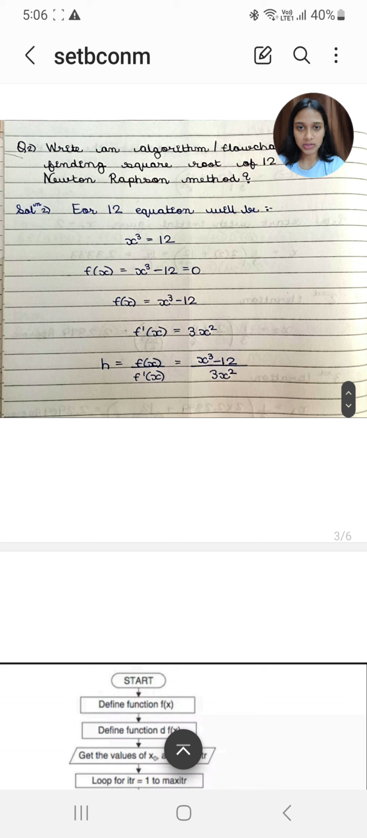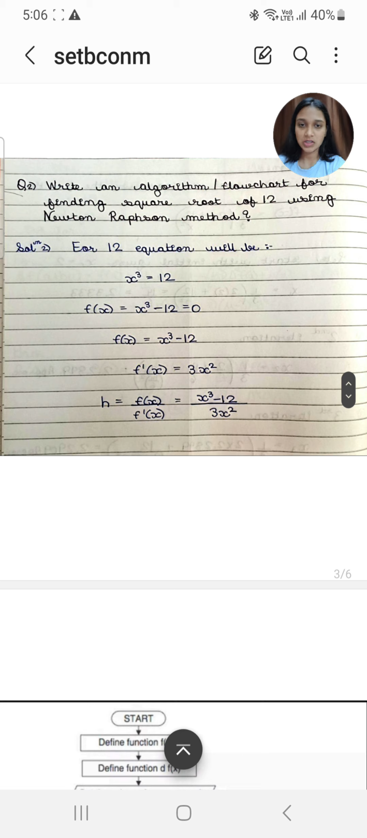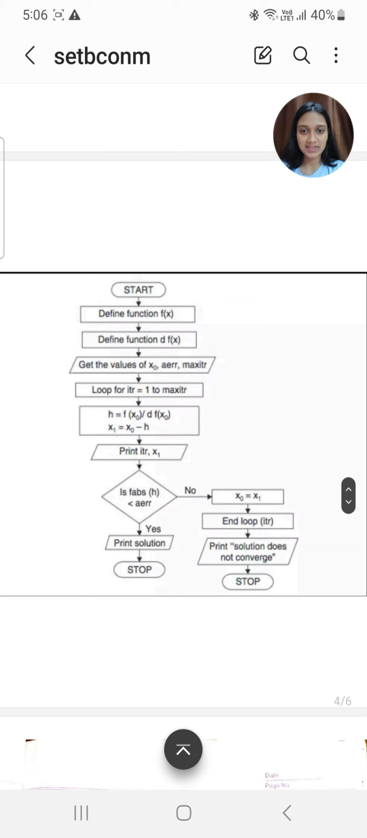Now this is the algorithm for finding the square root of 12 using Newton-Raphson method. Now we would see the flowchart for the same. We will start with defining the function f(x), and then we will find out the differentiation of that equation. We will get the values of x0 and the absolute error and maximum iterations. Now we will start a loop from iteration equal to 1 to maximum iteration.